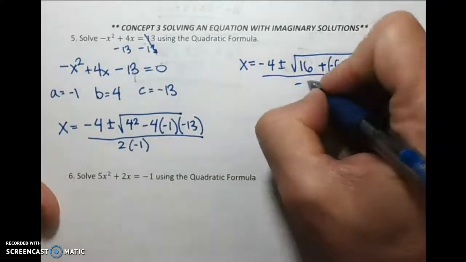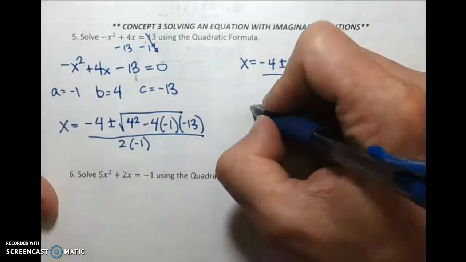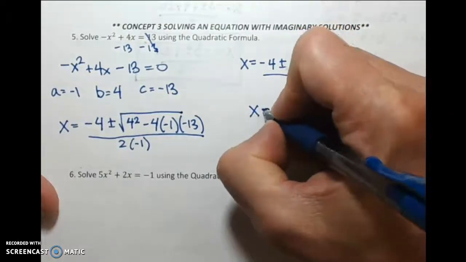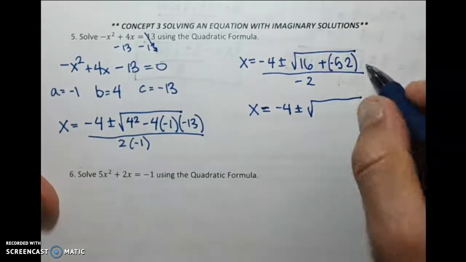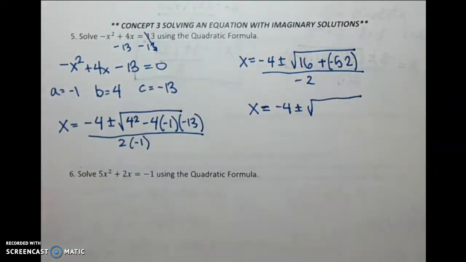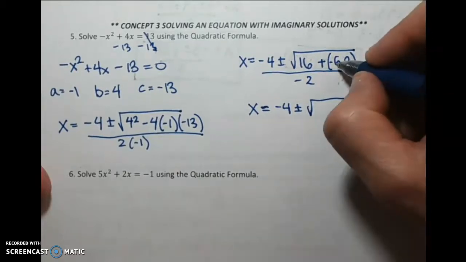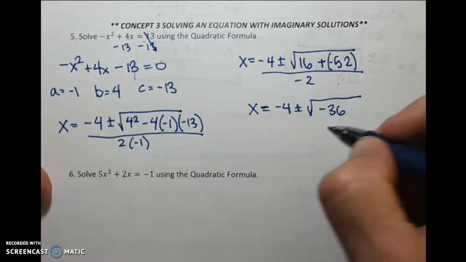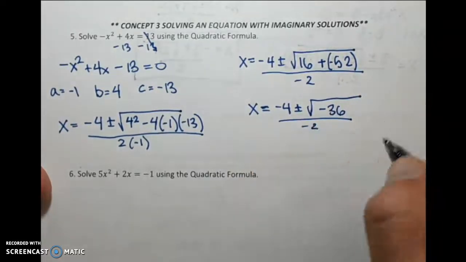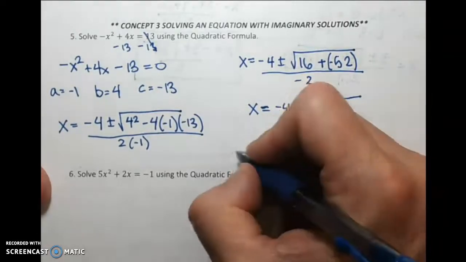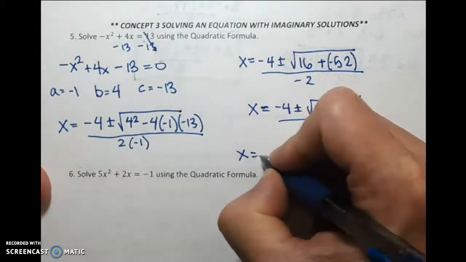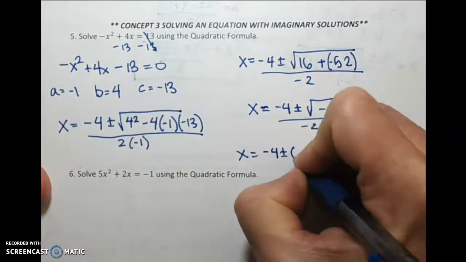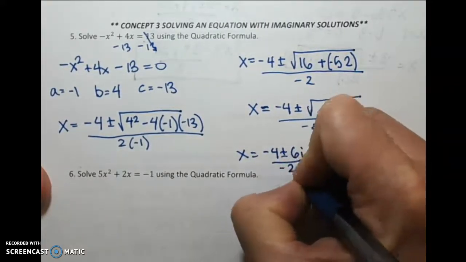All over negative 2. Okay, so I get x equals negative 4 plus or minus the square root. Well, 52 minus 16 is actually 36. I do have a negative 52, so it's negative 36, all over negative 2. What's the square root of negative 36? Well, 6i, right? So I get negative 4 plus or minus 6i, all divided by negative 2.